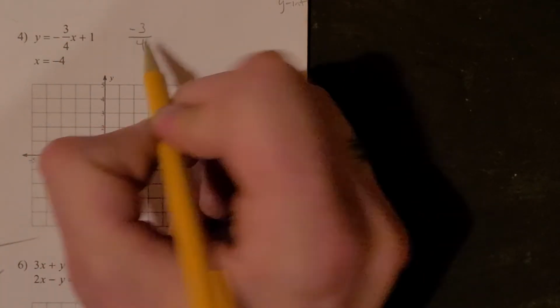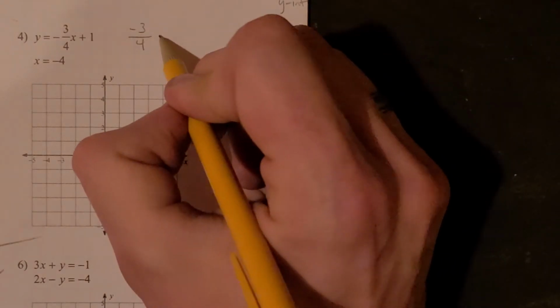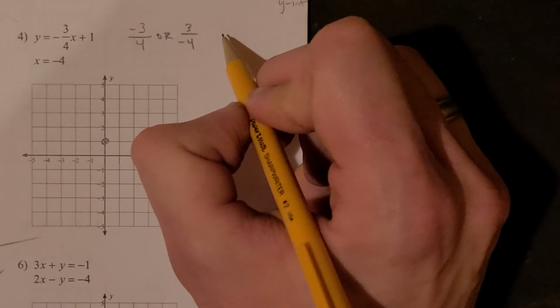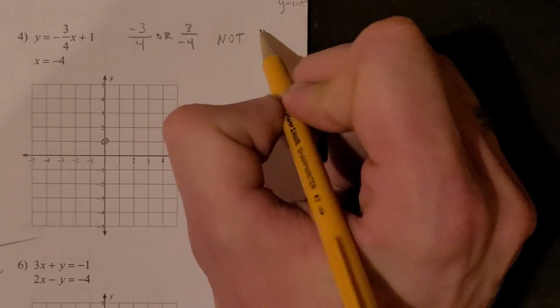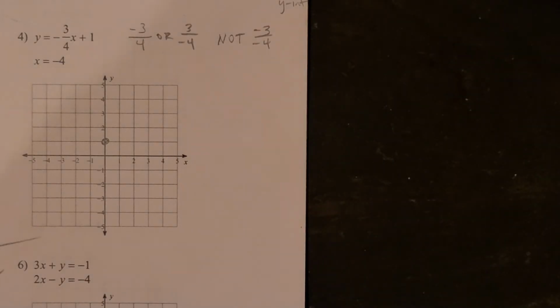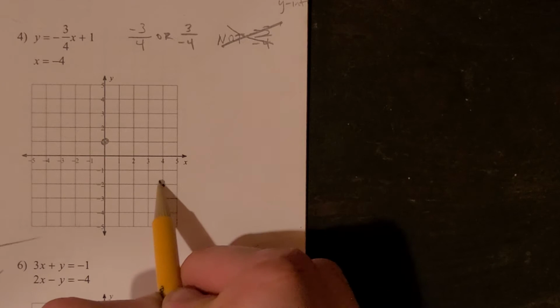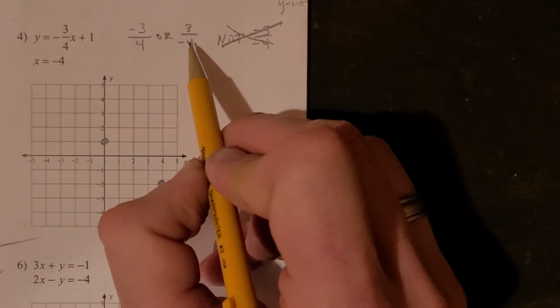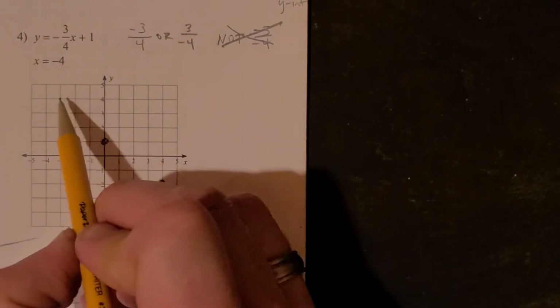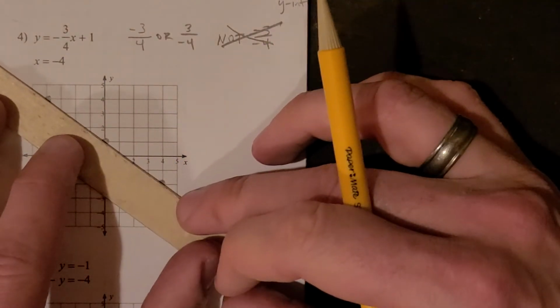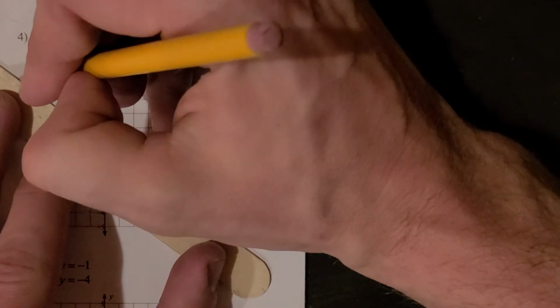I almost always put the negative on top. But you could put the negative on bottom. What you cannot do is put the negative on both the top and the bottom. No, bad, wrong. So if you did it this way, this would say down 3 to the right 4. If you did it with the negative on bottom, it would say go up 3 and left 4. Notice both of those dots are in the same exact line here.